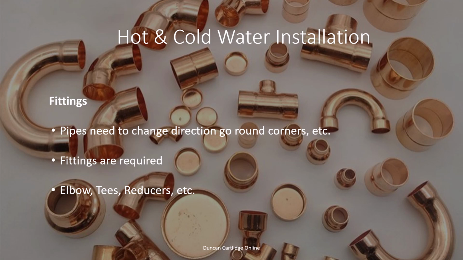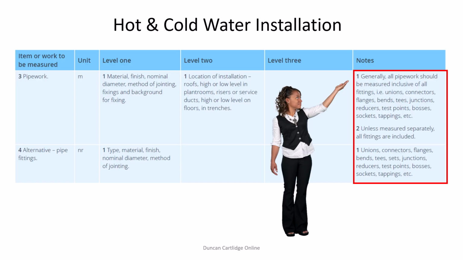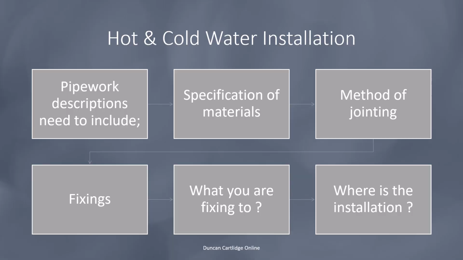Pipework needs to change direction, therefore a variety of fittings will also be needed. When measuring pipework, the taker-off has a choice of how to allow for fittings. When information, that is to say schematics etc., is unavailable, fittings can be included in the running length of the pipe. Alternatively, when information is available, fittings can be measured and enumerated separately. Pipework descriptions need to include details of jointing and installation location.